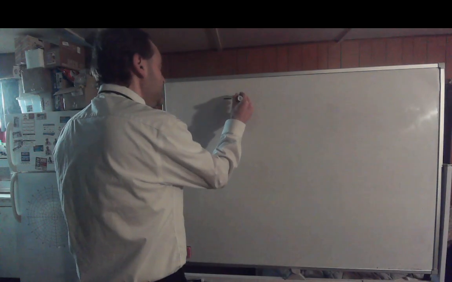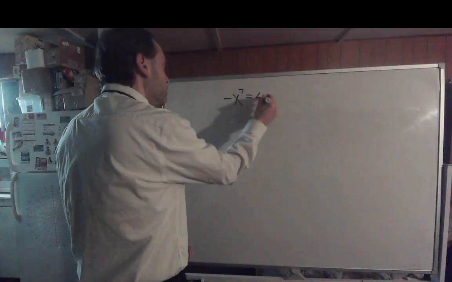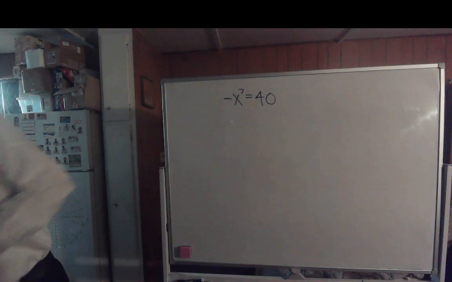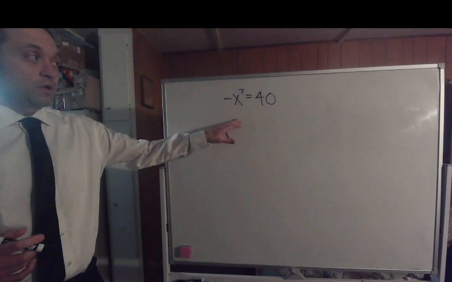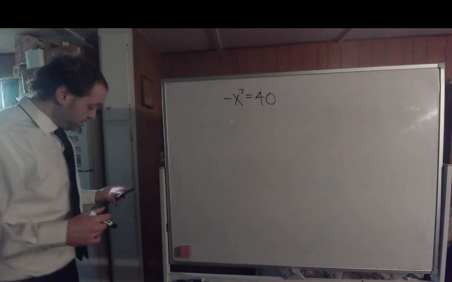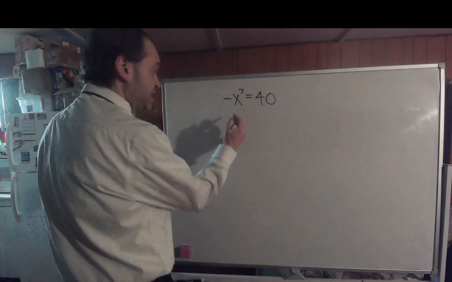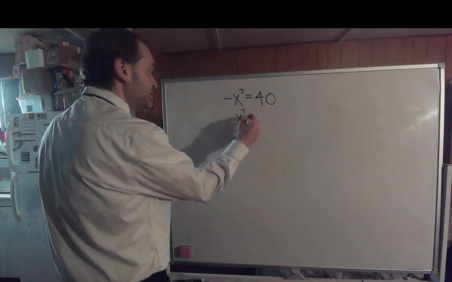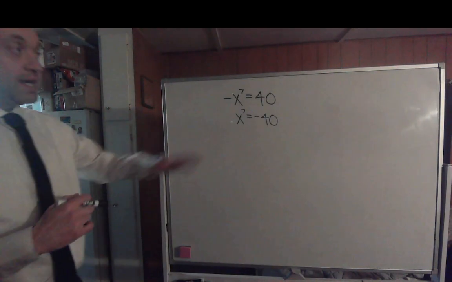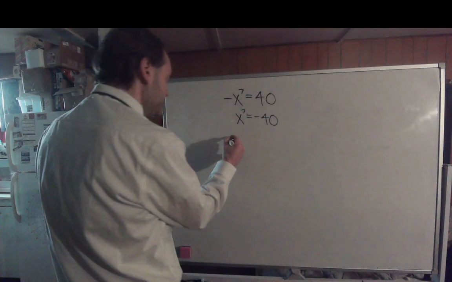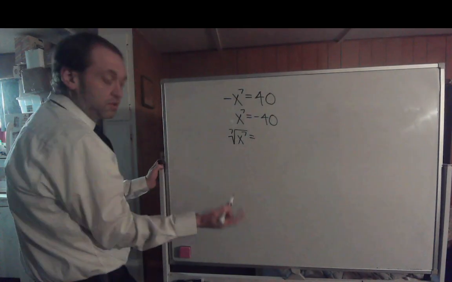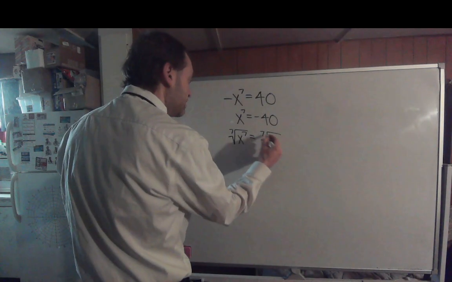We have negative x to the seventh would equal 40. Well, we want to get x to the seventh by itself, right? So we need to divide both sides by negative 1, so that would turn into x to the seventh would equal negative 40. And of course, to get x by itself, you got to take the seventh root, right? So take the seventh root of x to the seventh. That would equal also the seventh root of negative 40.